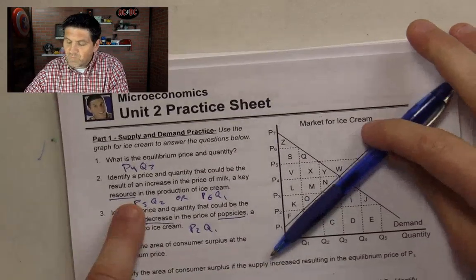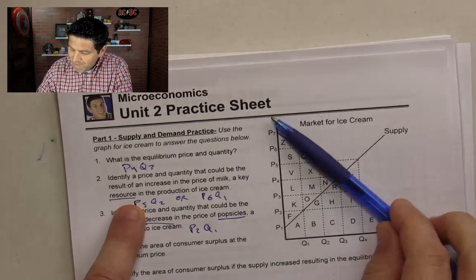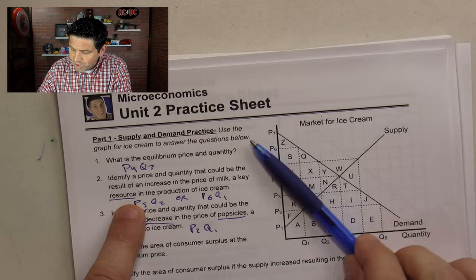Because it could be, the first one, for this one, supply could have shifted here, or it could have shifted here, or all the way up here, I guess. And then demand had to fall, right? And so there's two potential right answers.